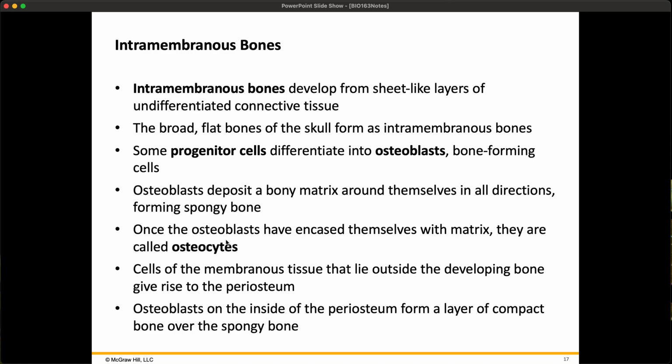So you have this internal ossification that happens first, and once that forms its initial spongy bone layer, then you start to have the periosteum being formed. And that, of course, starts to make the compact bone over the spongy bone. Because, as we said, it's always going to have at least a thin layer of compact bone to give it that rigidity over top of the spongy bone.